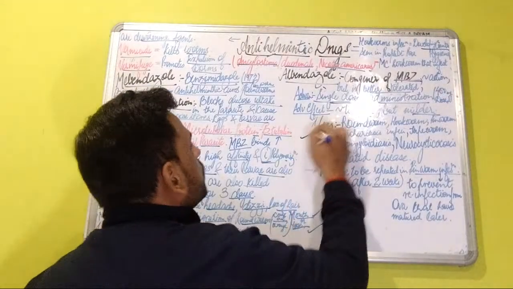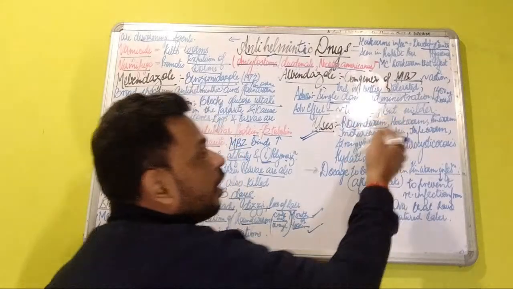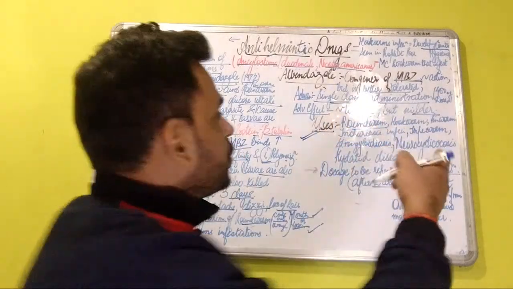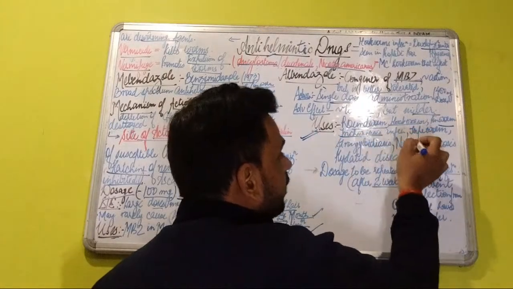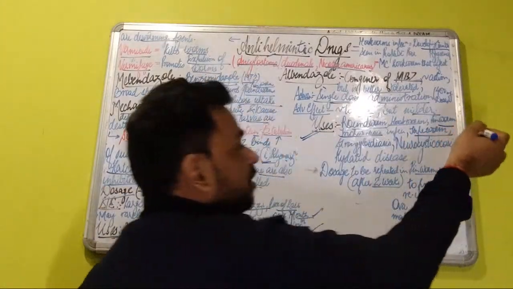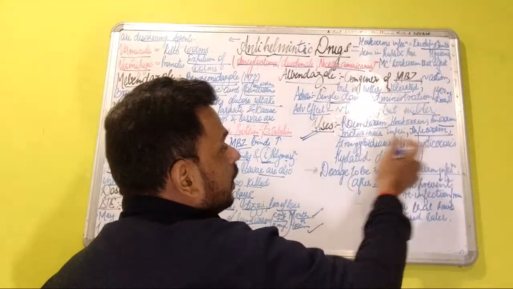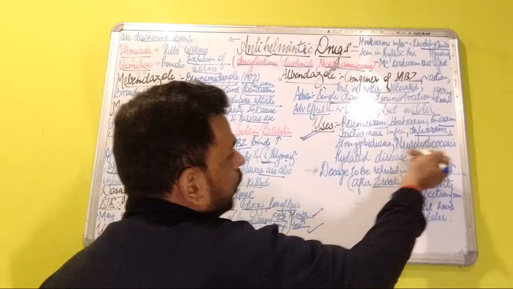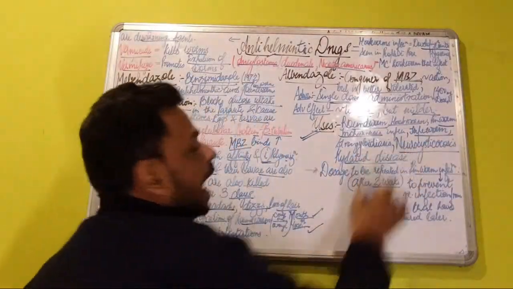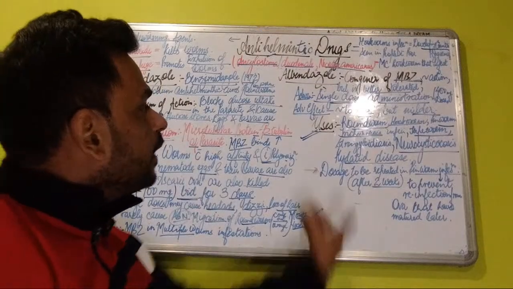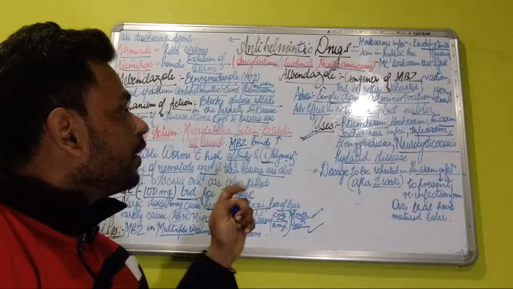And when we look at the uses of albendazole, it is given for roundworm infestations, hookworm, pinworm, trichuriasis infestation, tapeworm infestations, strongyloidosis infestations, and neurocysticercosis and hydatid disease. So these are the conditions in which this anti-helminthic drug is given.